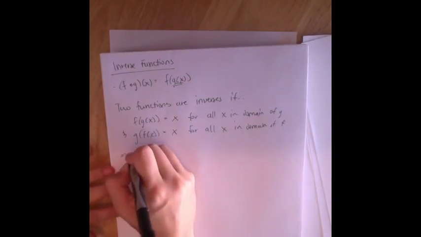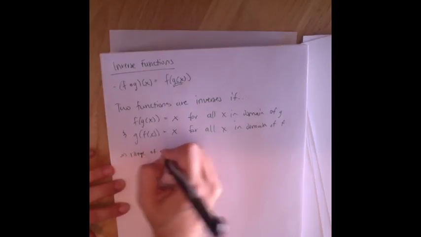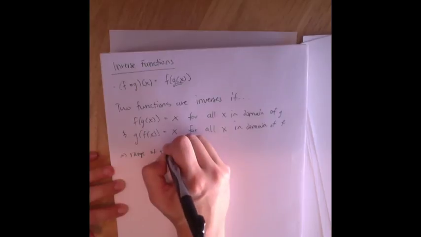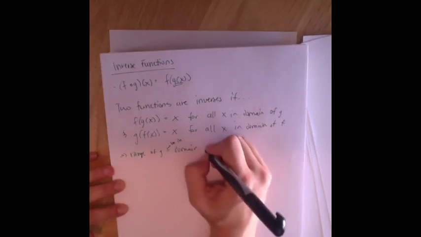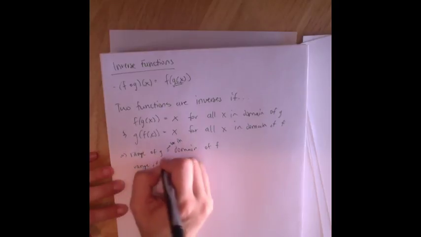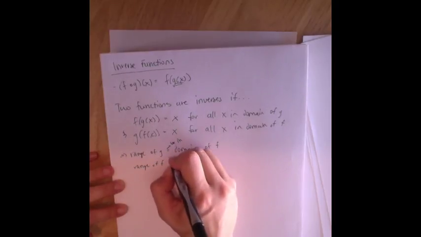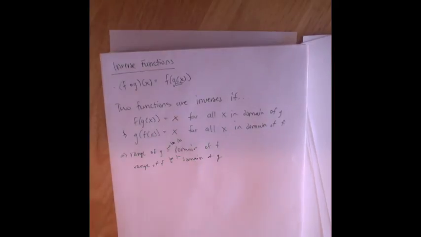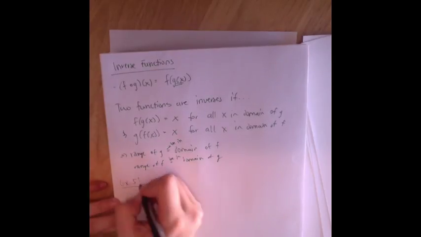Now, another key thing, the range of g needs to be in the domain of f, and the range of f needs to be in the domain of g. So if the domain of g was negative numbers, then the range of f needs to be in the negative numbers. Okay, so let's do this example.